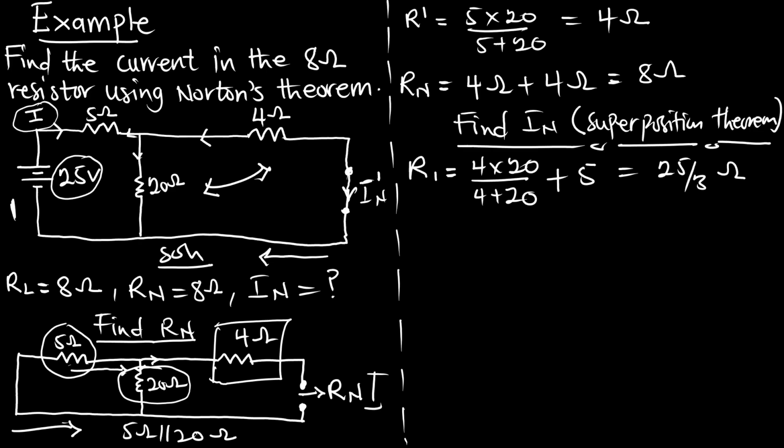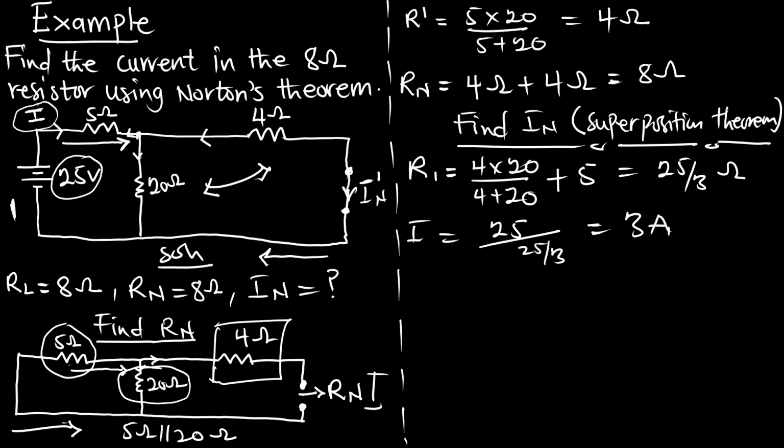Now that I have the total resistance, I can also calculate the current because I know the current I is equal to the voltage 25 divided by the resistance, which is 25 on 3, and this is going to give you 3 amperes. Is that true? So meaning the current being produced by the voltage source is 3 amperes. Now this 3 amperes is going to flow through this 5. All of it is going to flow through this 5.